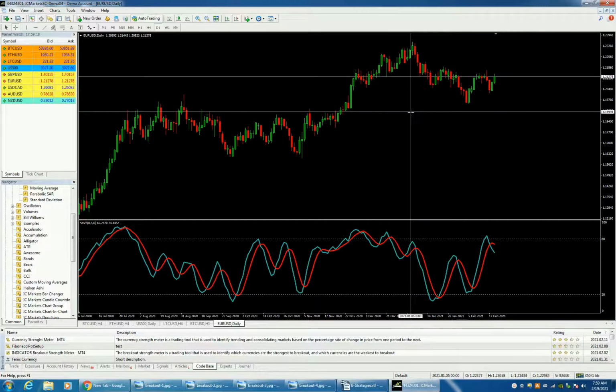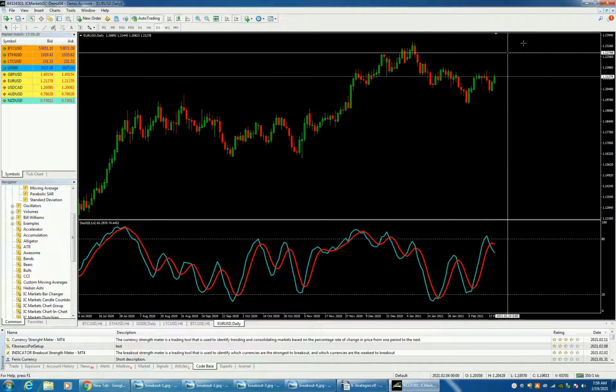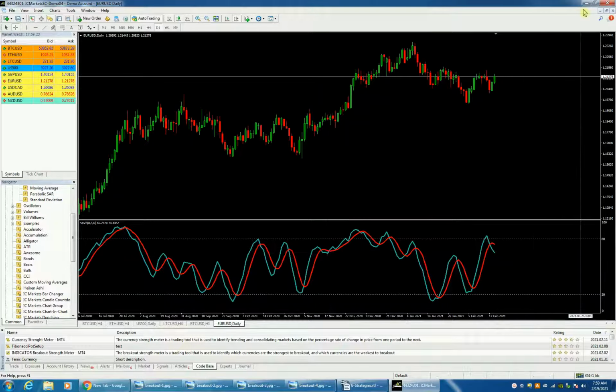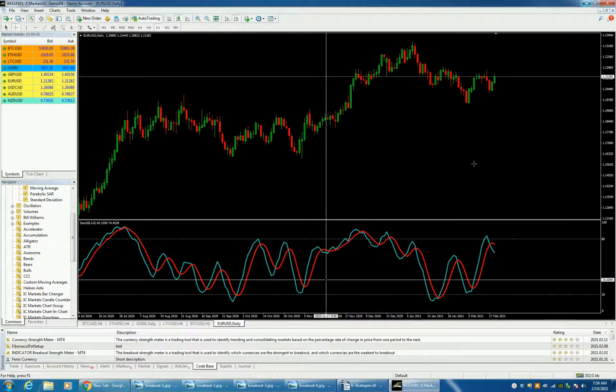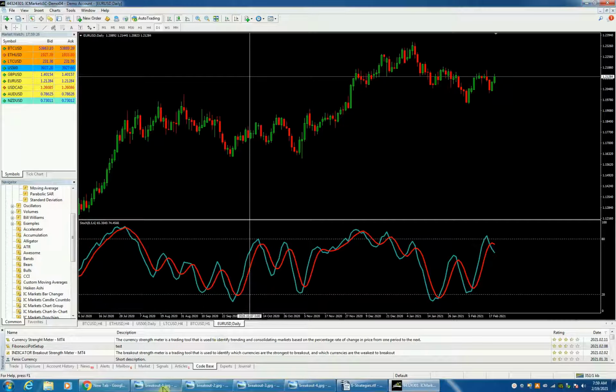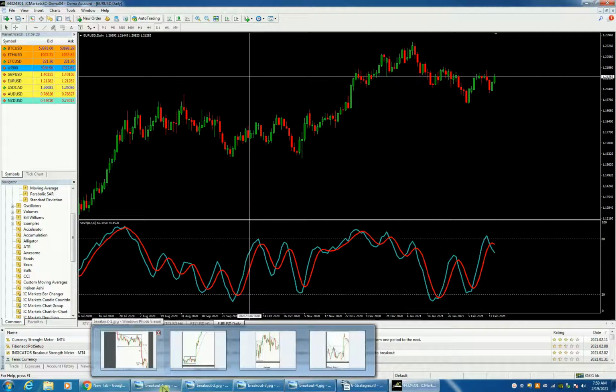This is a great reversal strategy that you can apply day-to-day. This is a daily chart, but you can also use it on smaller time frames like 1 hour and 4 hours. If you go lower than that, the probabilities are a little bit lower.